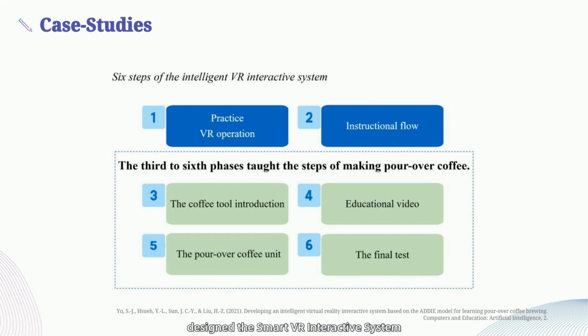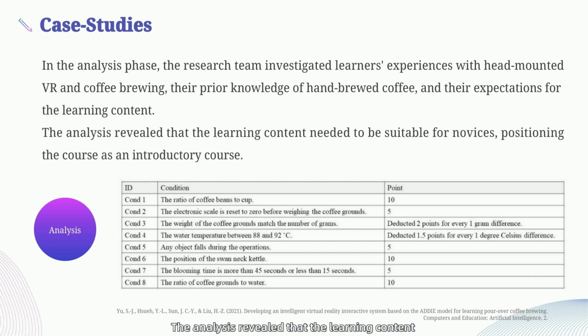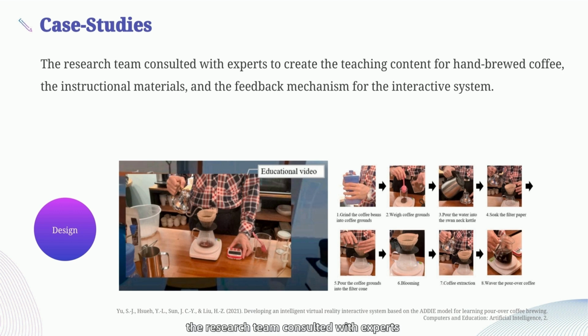The research team designed the Smart VR interactive system by sequentially moving through the ADDIE model phases, gaining recommendations for future revisions. In the analysis phase, the research team investigated learners' experiences with head-mounted VR and coffee brewing, their prior knowledge of hand-brewed coffee, and their expectations for the learning content. The analysis revealed that the learning content needed to be suitable for novices, positioning the course as an introductory course. In the design phase, the research team consulted with experts to create the teaching content for hand-brewed coffee, the instructional materials, and the feedback mechanism for the interactive system.